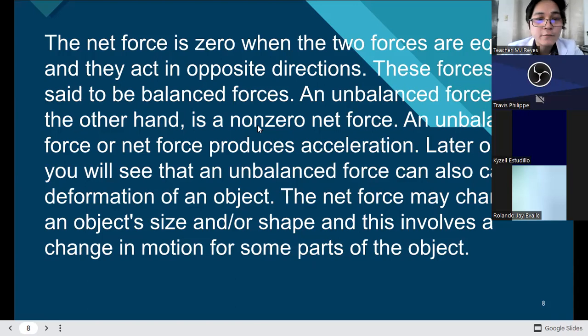An unbalanced force or net force produces acceleration. Why? Because again, it is acting on a particular body, which is stronger. The net force there is stronger than the other force. Okay, later on, you will see that the unbalanced force can also cause deformation of an object. The net force may change object size and shape, and this involves a change of motion of some parts of an object. So this is the reason why there is motion, because of the unbalanced force.